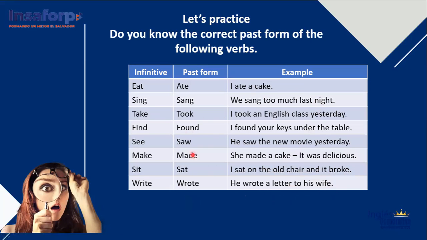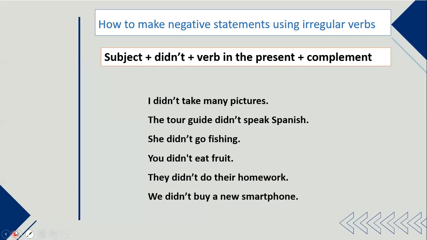So, affirmative sentences: subject, verb in simple past, and complement. Don't forget about that structure. Okay, how to make negative statements using irregular verbs. Otra vez, la misma estructura que con los verbos regulares: subject, didn't, verb in the present, complement. El verbo sin conjugar. I didn't take many pictures.